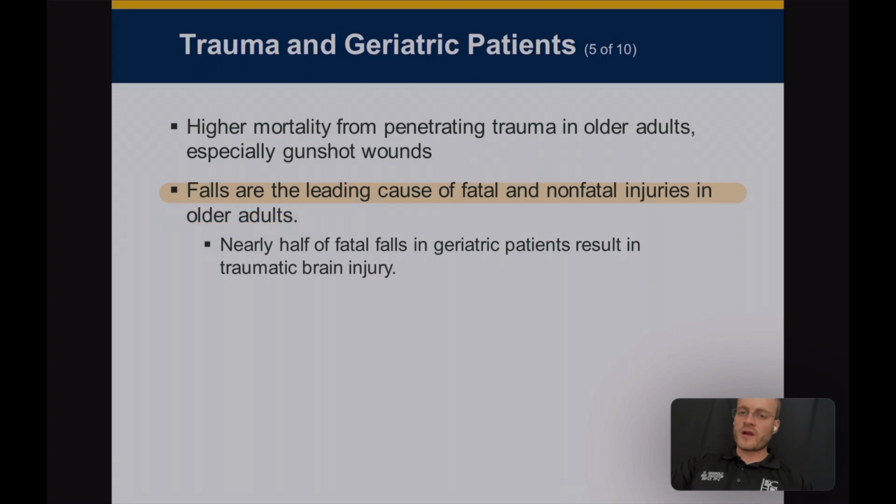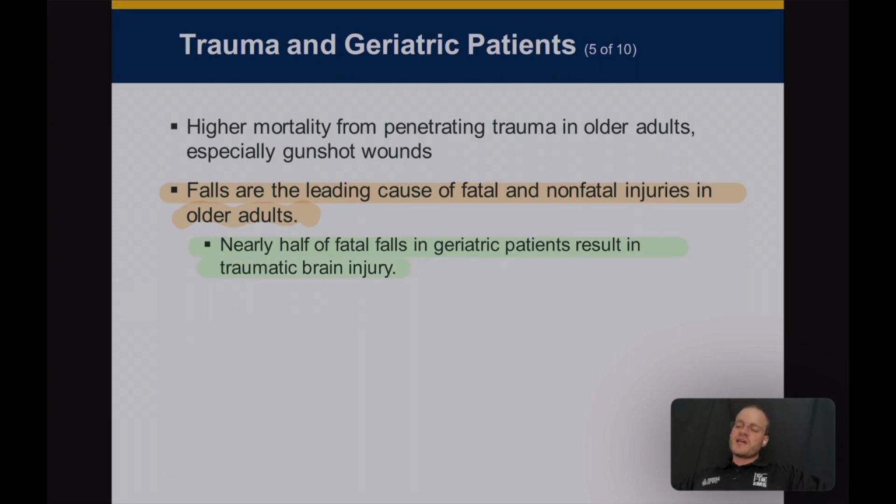I don't know what's up with gravity, but old people fall a lot, and so when they fall, they get injured, their bones are weaker, right? They have significant injury. And so sometimes this can be fatal. And again, if it's not fatal today, in the coming days or weeks, it very well could be fatal. Nearly half of fatal falls in geriatric patients result in a traumatic brain injury.